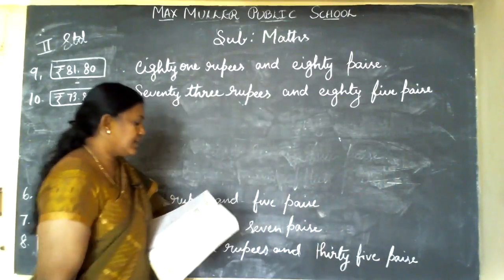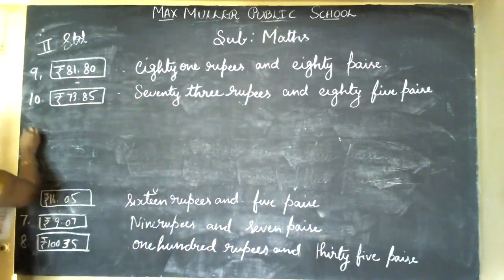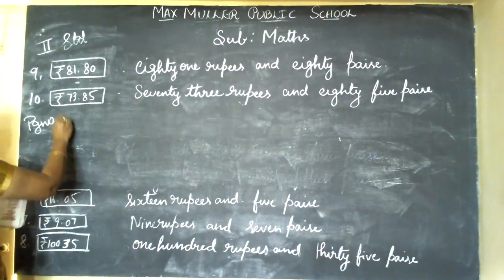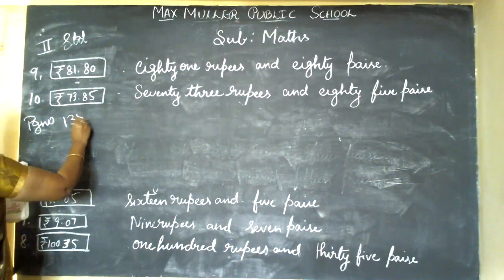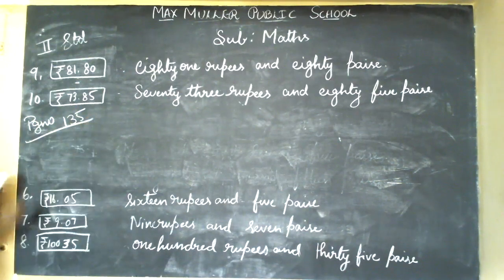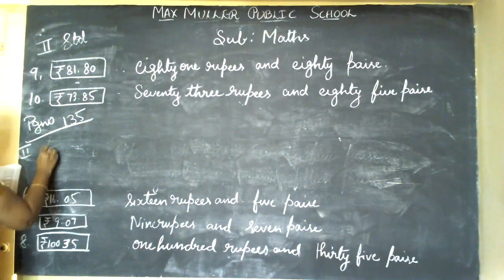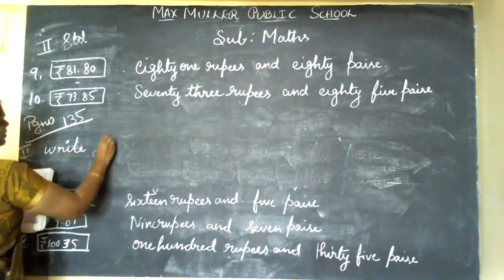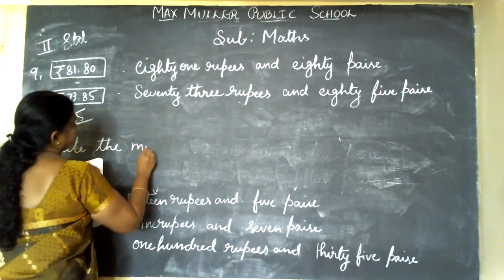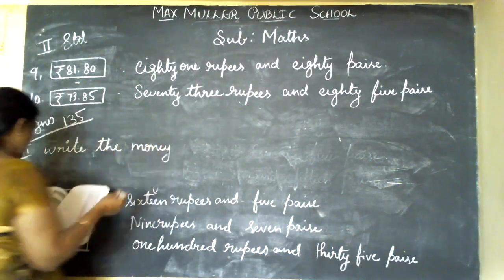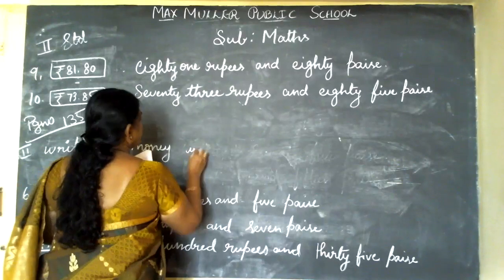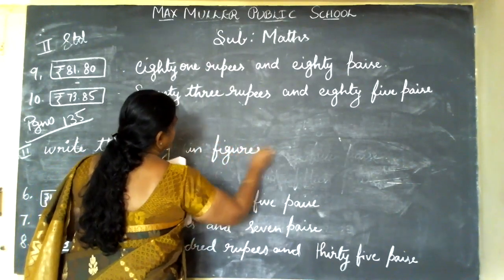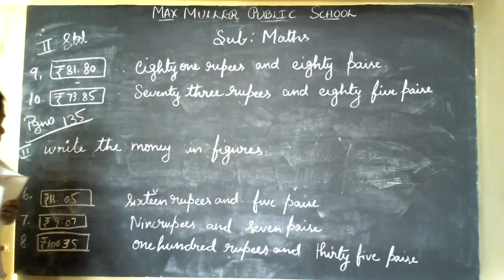Now second main, that is the write the money in figures, page number 135. This is page number, children. Write the money in figures. Figures means you want to write in the numbers. They given in the words, you want to write in the numbers.